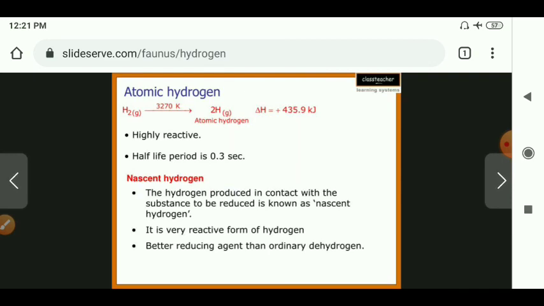Next, this is called nascent hydrogen. The hydrogen produced in contact with the substance to be reduced is known as nascent hydrogen. It is a very reactive form of hydrogen, a better reducing agent than ordinary hydrogen. So nascent hydrogen and atomic hydrogen are the same. Newly born hydrogen is called atomic hydrogen. How to prepare it: when hydrogen is heated at 3270 Kelvin, it produces atomic hydrogen. What is the delta H? Delta H means change in enthalpy, plus 435.9 kilojoule.